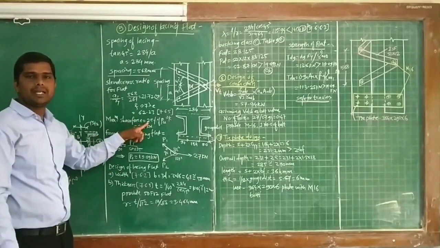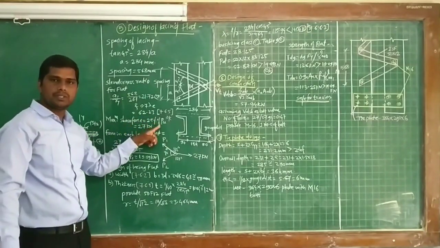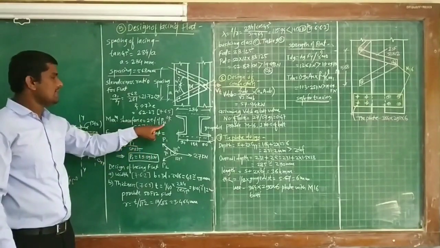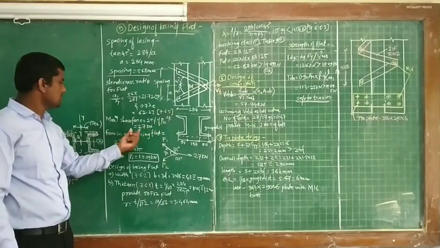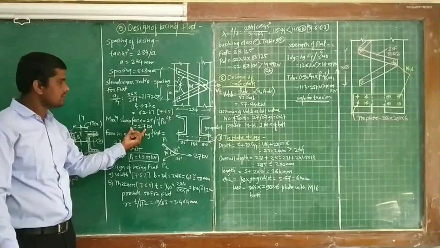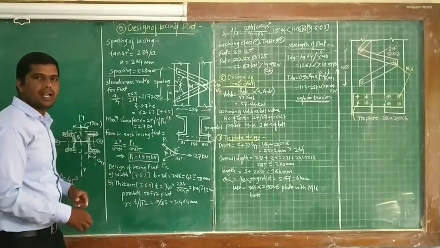So we know that the maximum shear force is equal to 2.5% of the axial compressive load Pu, where the axial compressive factored load is given, that is 1080 kN. So the maximum shear force will be 27 kN. Then the force in each lacing flat.